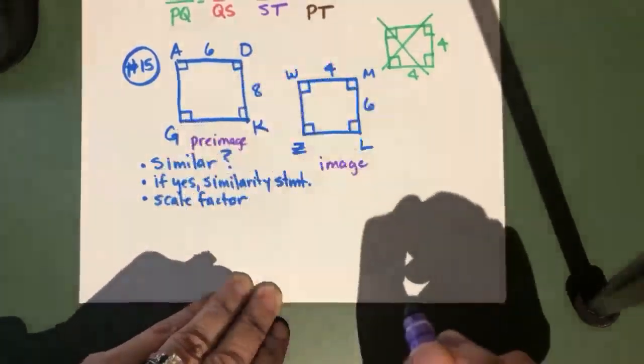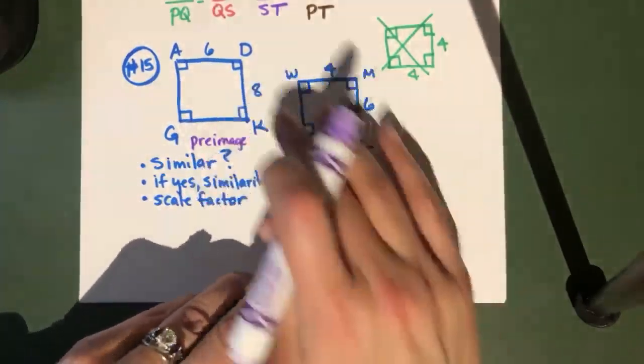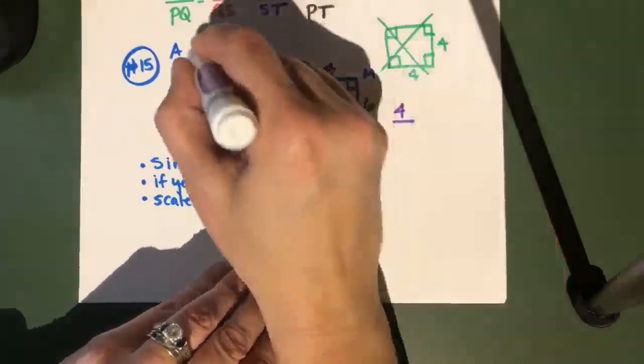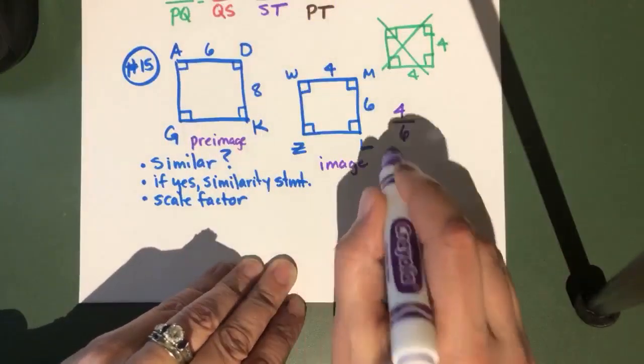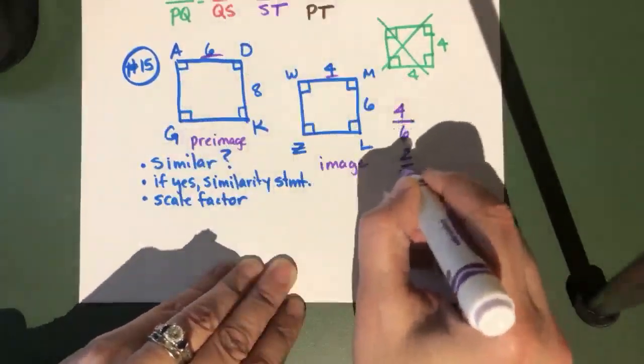Okay, and you remember your scale factor is image divided by pre-image. So are these 2 guys similar? Let's check it out. Image, 4 over pre-image, which is 6. What does that reduce to? 4 over 6. That reduces to 2/3.